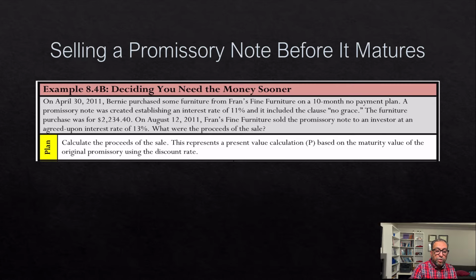What was the proceeds of the sale? In this particular question, the important thing to note is that promissory notes are saleable instruments, and we can sell them to another party, like in this particular example, the furniture shop sold the furniture on credit, but later on he needs money.